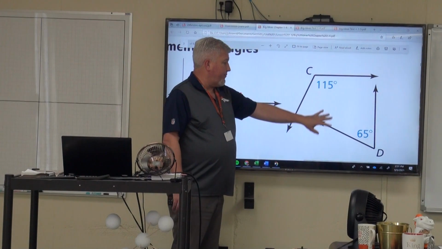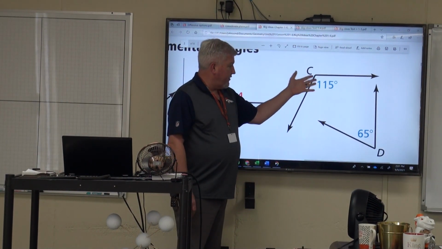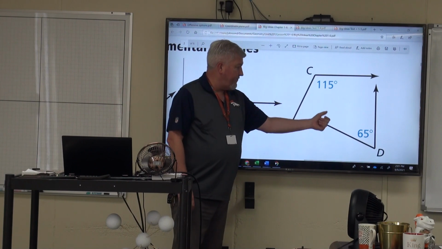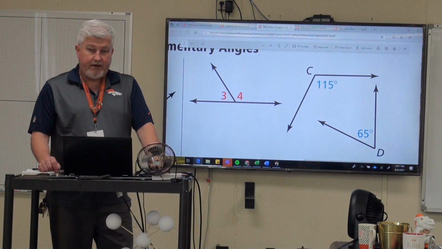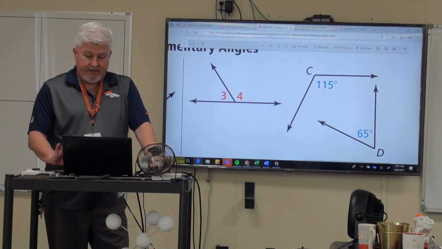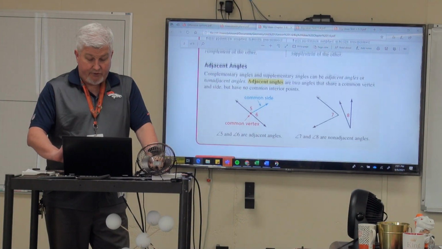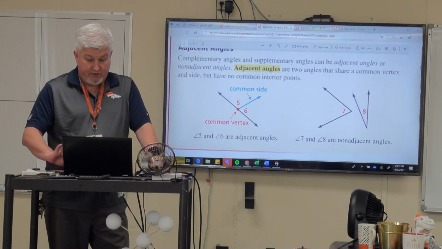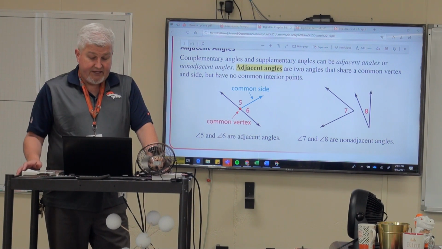Over here we have two separate angles hanging out in space, angle C and angle D. Angle C is 115, angle D is 65. When you add those together, that's 180 degrees. Those two angles are also supplementary even though they are not adjacent. Okay? And so here you see that term for adjacent angles. Complementary and supplementary angles can be adjacent or non-adjacent.